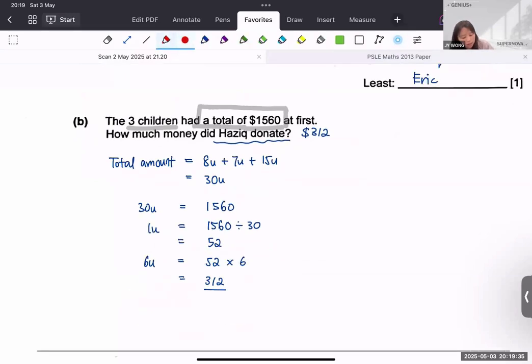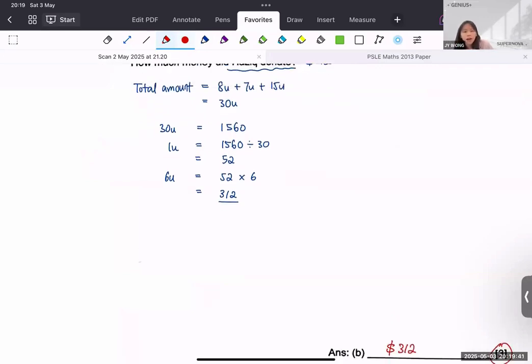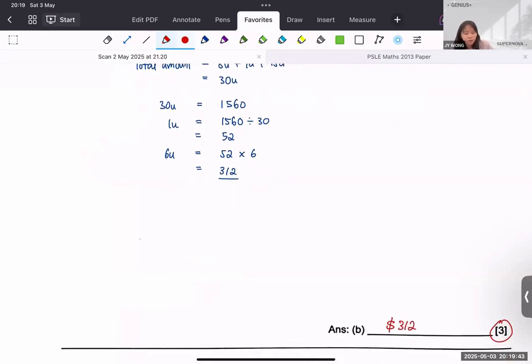Okay, so the answer is $312. These are 3 marks. Okay, and then make sure you have your dollar sign.